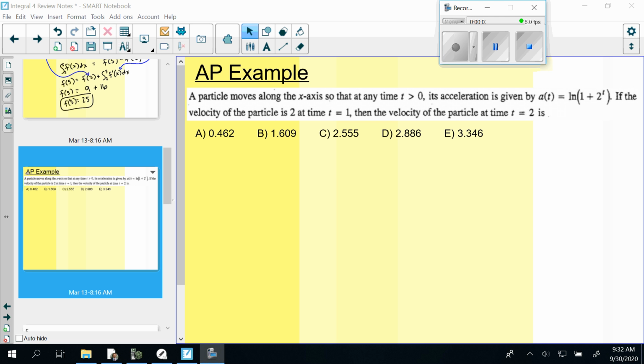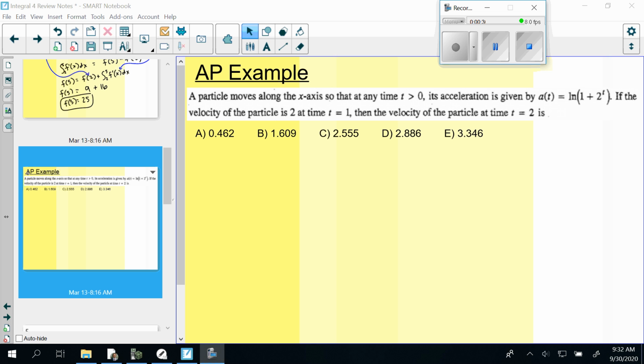Let's look at some AP examples of these fundamental theorem questions. This is a multiple choice question from one of the exams. It says a particle moves along the x-axis so that at any time greater than 0, its acceleration is given by this natural log function. If the velocity of the particle is 2 at time equals 1, then the velocity of the particle at time 2 is what?